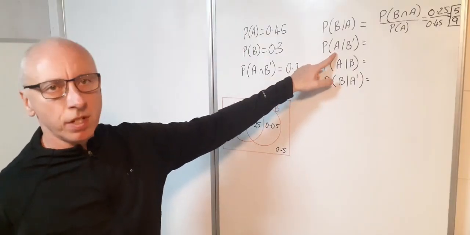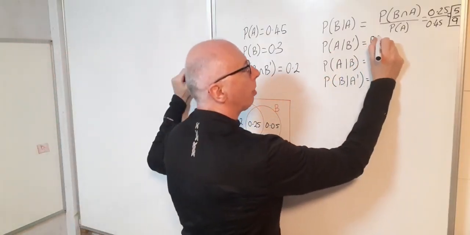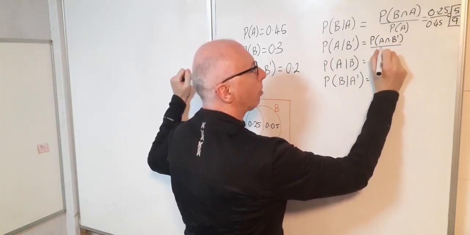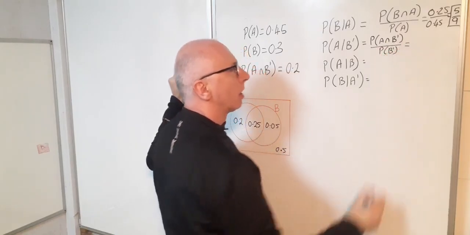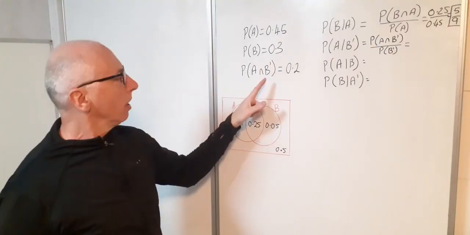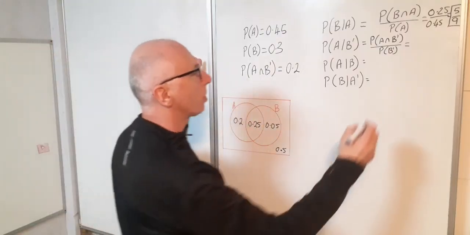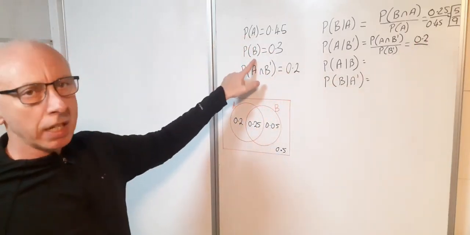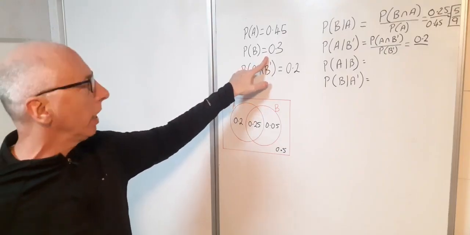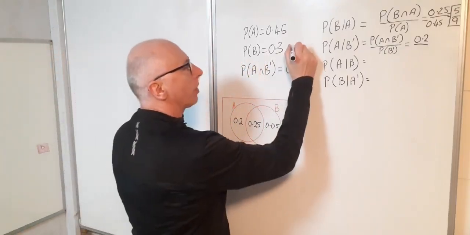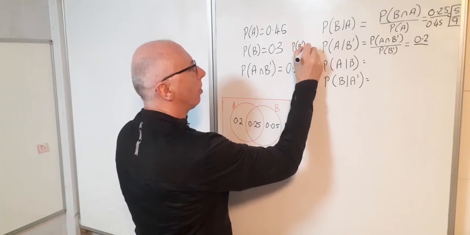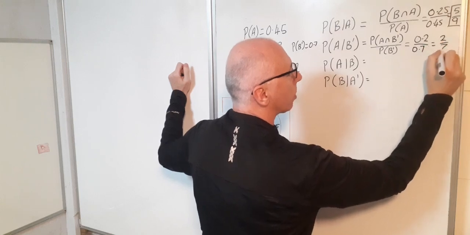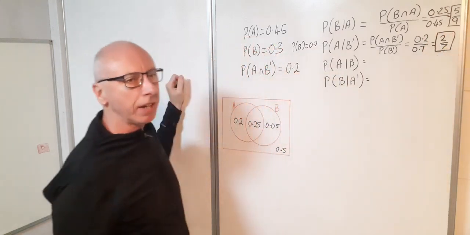Let's have a look at the second one. So that will be the probability of A intersection with not B over the probability of not B. So A intersection not B, that's given in our opening values, that's 0.2. And the probability of not B, well, I know what the probability of B is, it's 0.3. So the probability of not B is 1 minus that. So that will give me 0.7. So if I do 0.2 over 0.7, my probability will be 2 over 7. And that would take care of that.